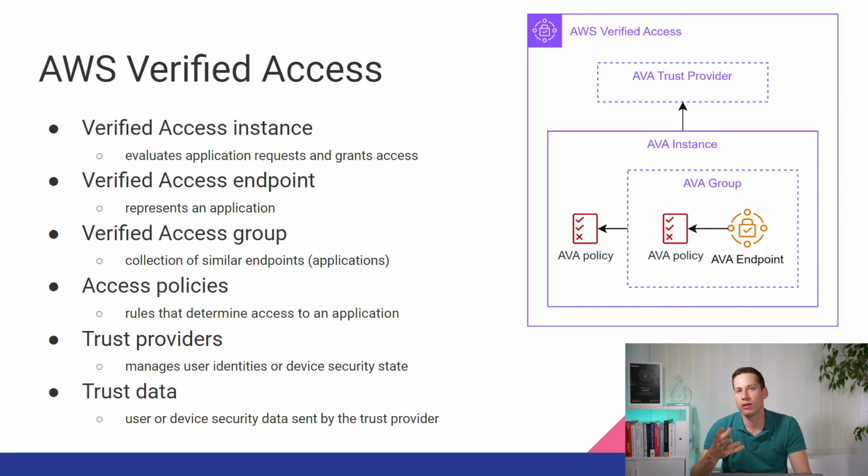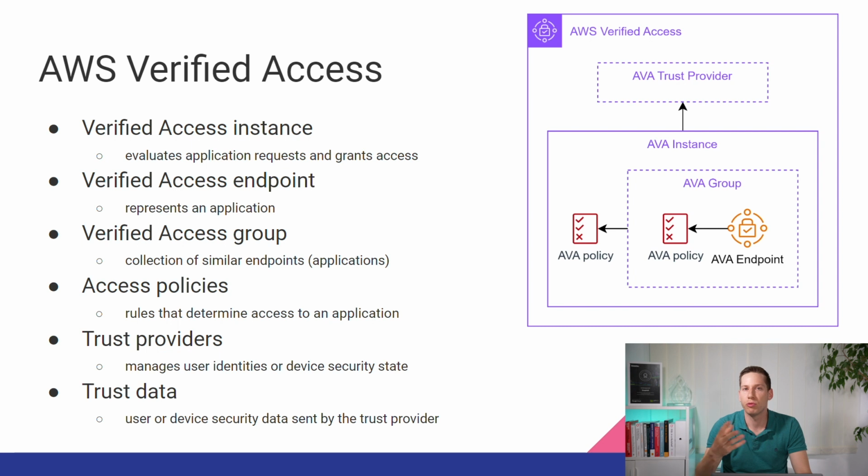Then you can create Verified Access groups, which are going to group together applications that have the same or similar security requirements, because you can define policies on an application level, which in this case is an endpoint, and also on a group level. This makes it possible to avoid a lot of redundant configuration for all of your applications. The next component is the Verified Access policies, which are going to define the permissions that are allowed regarding an application or a group.